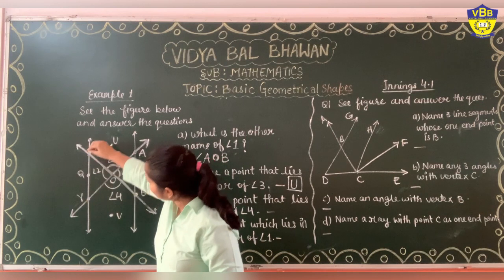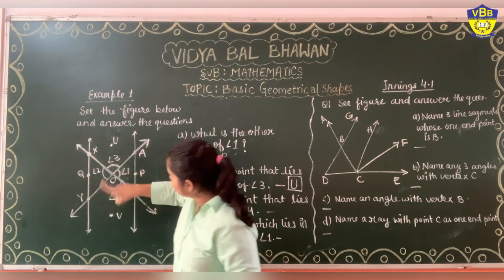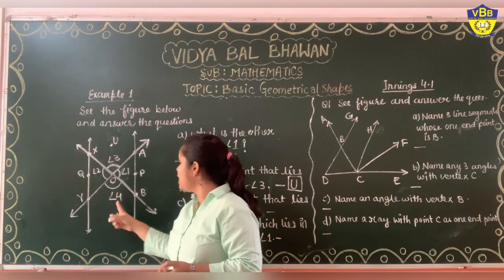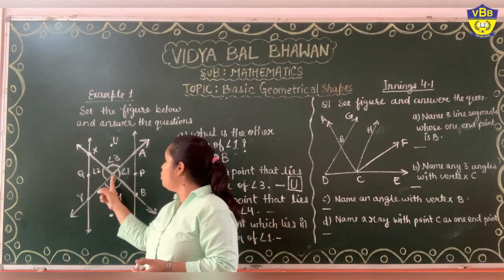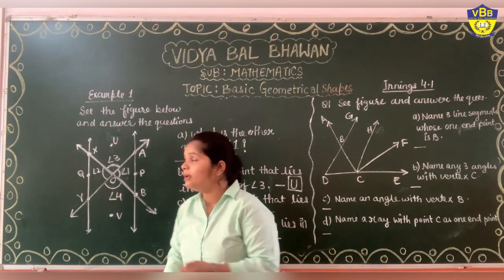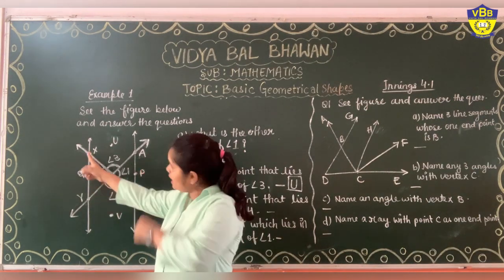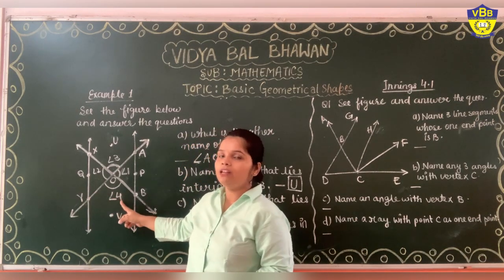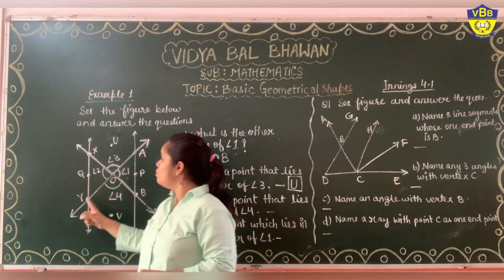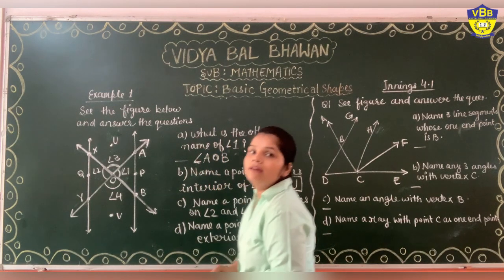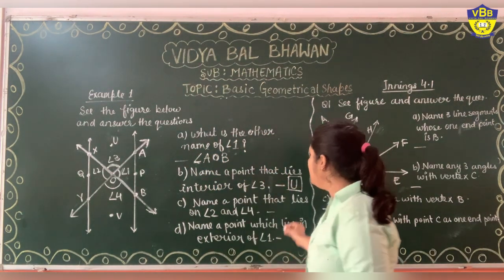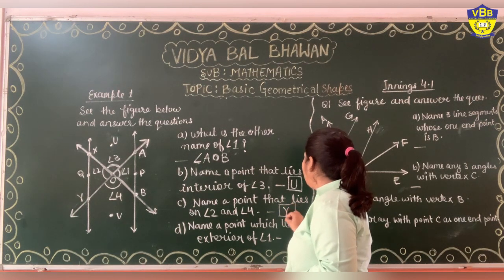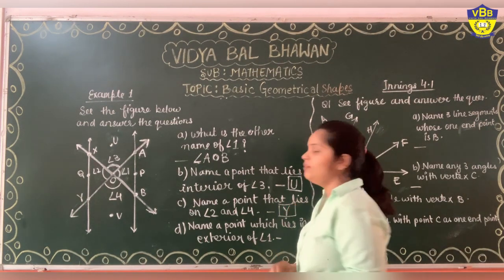Angle 2 has points X, O, Y. And angle 4 has B, O, Y. Which one is common? In angle 2 it is X, O, Y. In angle 4, B, O, Y. Which one is common? Y is common. So what is the point which is lying on angles 2 and 4? It is point Y.